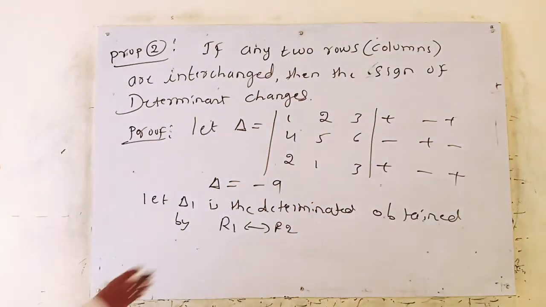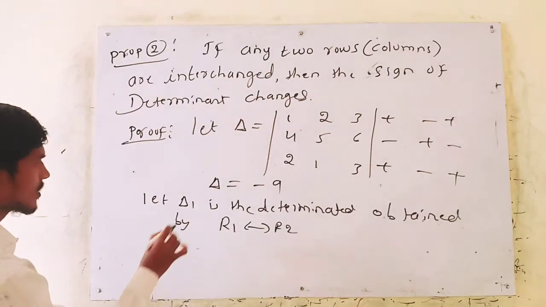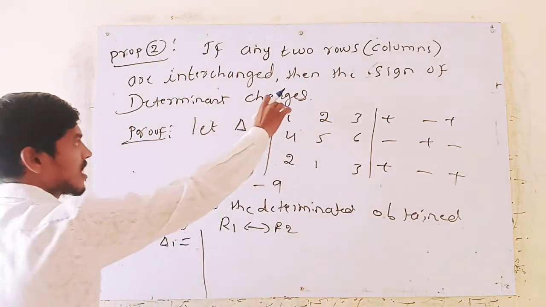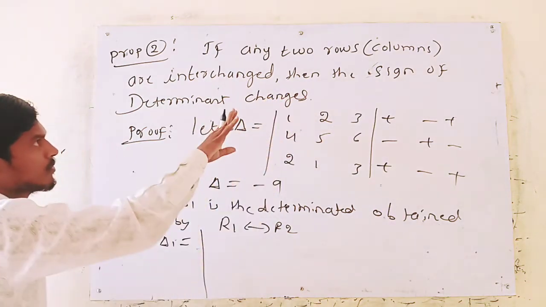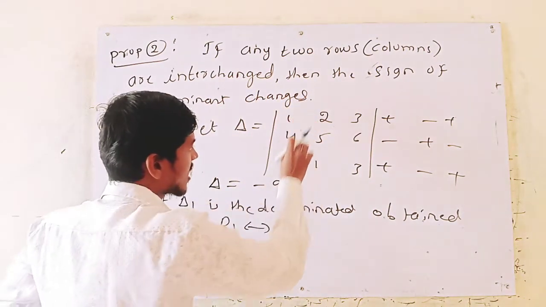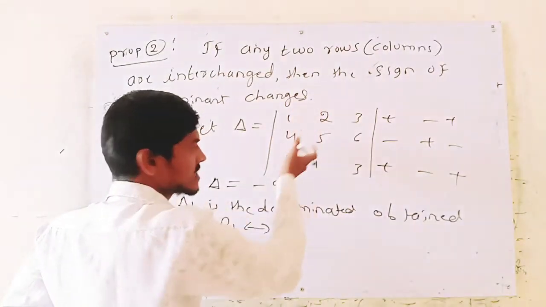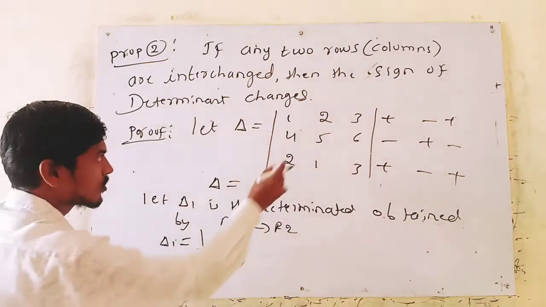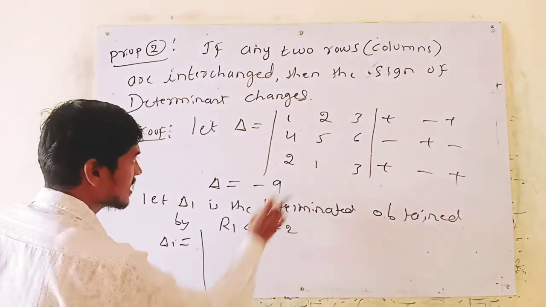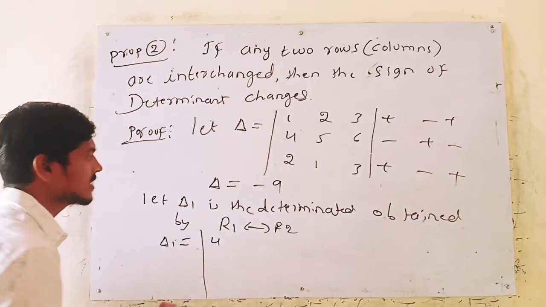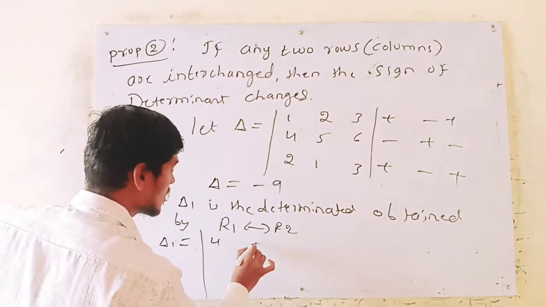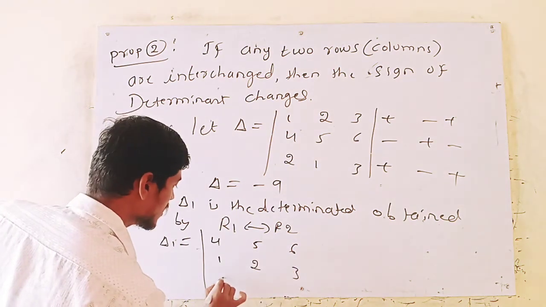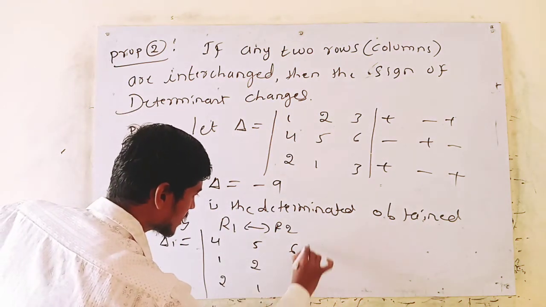This is nothing but delta 1. Therefore delta 1 is interchange of R1 and R2. No problem, you can take any, R1 and R3, or C1 C2, C1 C3, C2 C3, no problem. Therefore, interchange, that is, write the elements of R2 in place of R1. 4 5 6, 1 2 3, 2 1 3.